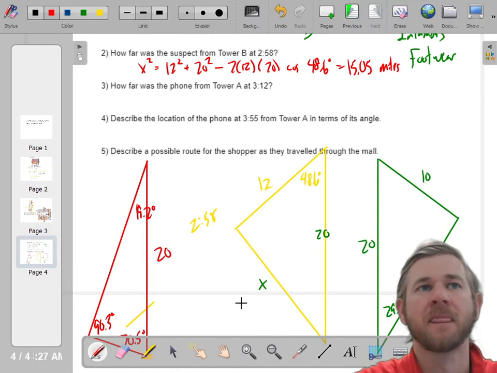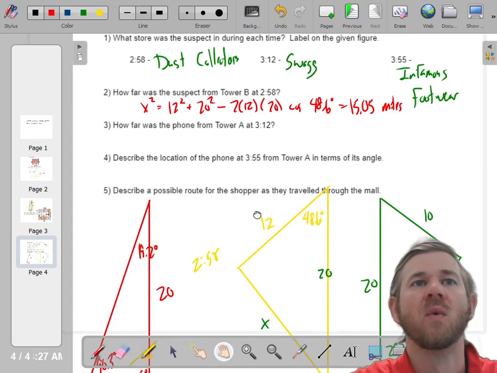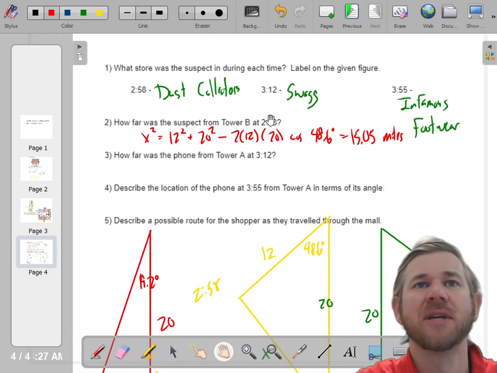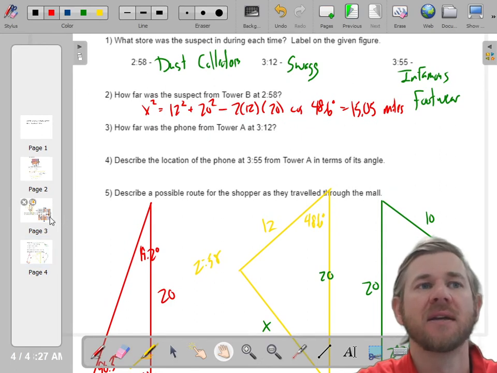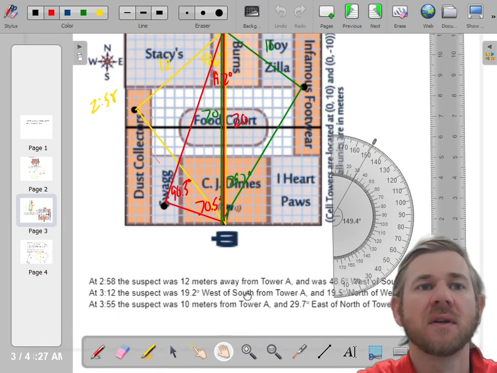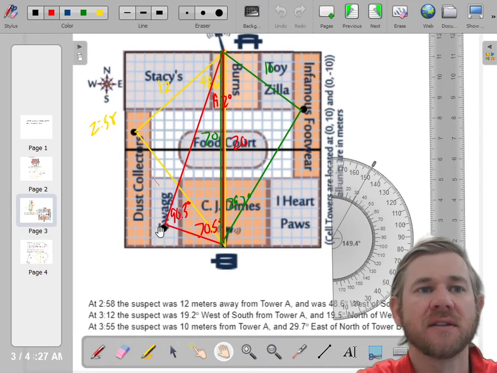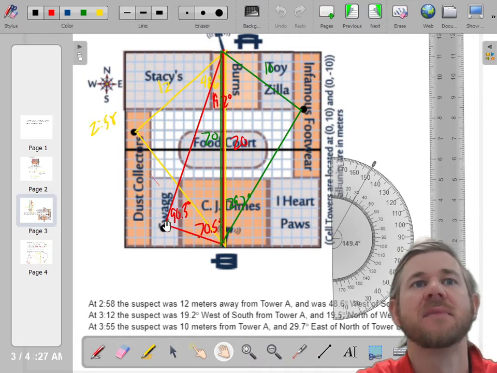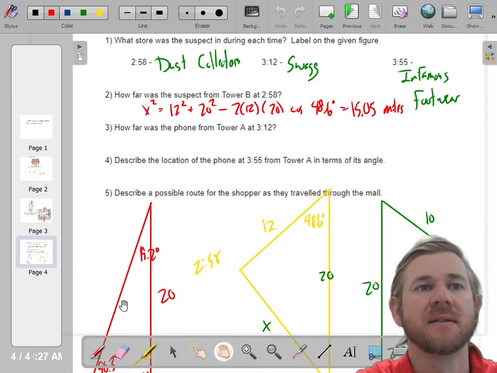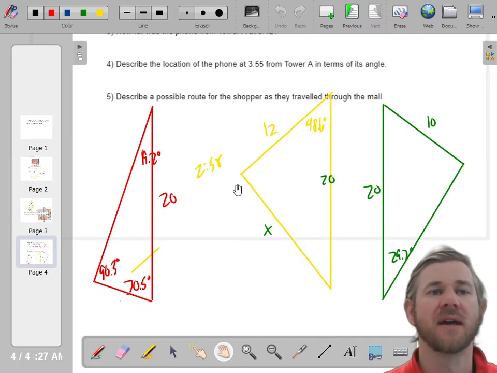First one, done. Second one, how far was the phone from Tower A at 312? So 312 to A. 312 is down here, that's swag, and to A. So I want to find this missing length right there. That's this diagonal. So I'm trying to find this guy.